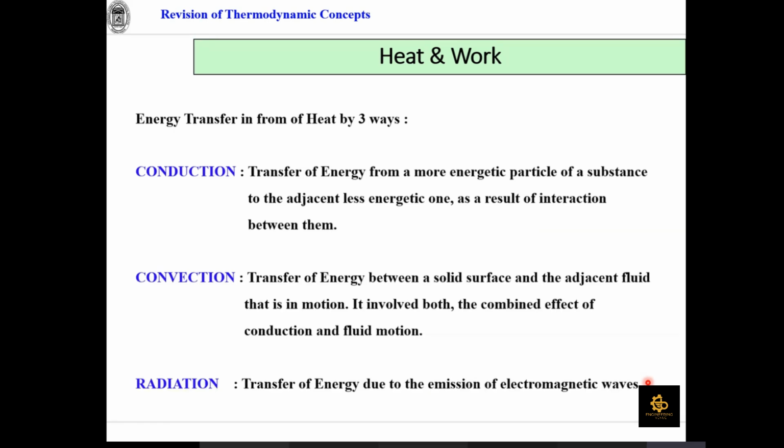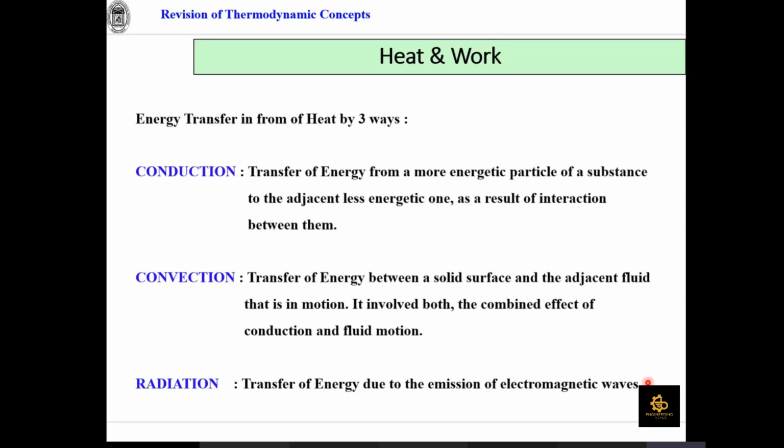Then there are the terms conduction, convection, and radiation. Conduction is the transfer of energy from a more energetic particle of a substance to an adjacent less energetic one as a result of interaction between them. So conduction is more of a physical process, a transfer of energy from one place to another. This we define as conduction.